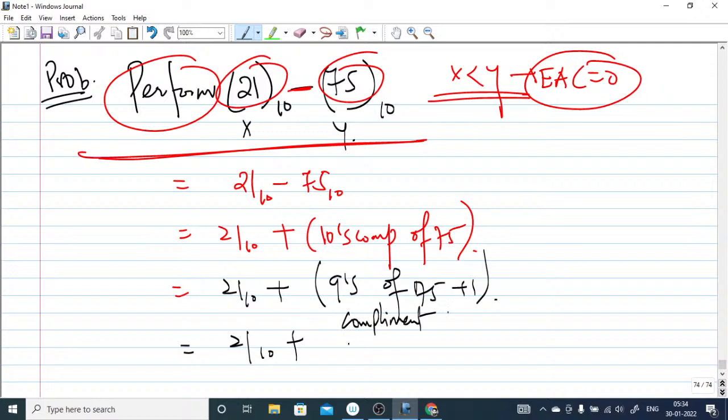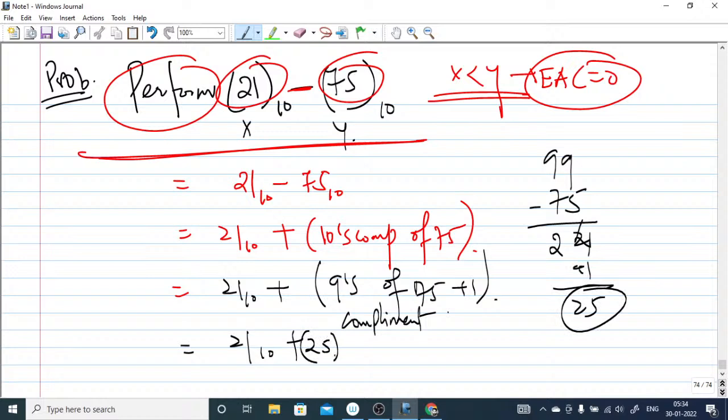75. So 9's complement of 75 means what? 9's complement of 75 means 99 minus 75, that is 24. Sorry, this is 4, right? And this is 24. So 24 plus 1, that is 25. This is tens complement. So 25 is the tens complement. 21 plus 25.